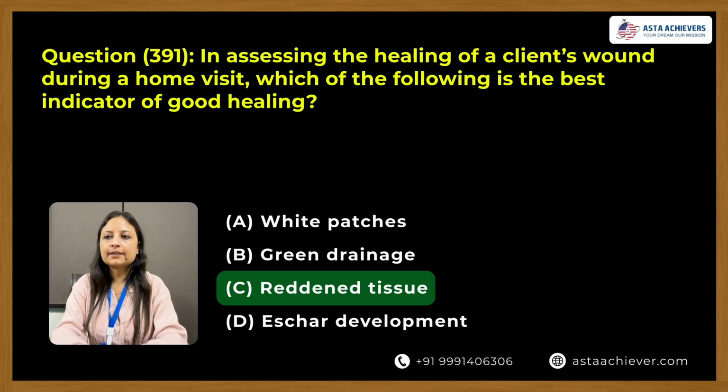Question number 391. In assessing the healing of a client's wound during a home visit, which of the following is the best indicator of good healing? Option A, white patches. Option B, green drainage. Option C, reddened tissue. And option D, scar formation. Option C, reddened tissue, is the correct answer, as the wound granulates. Redness indicates a sign of healing.